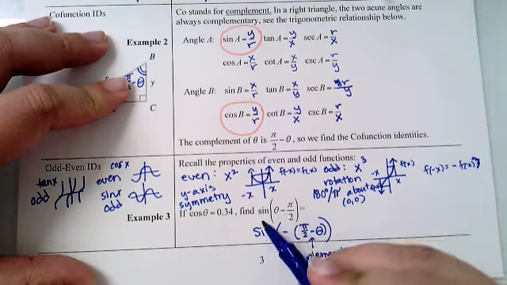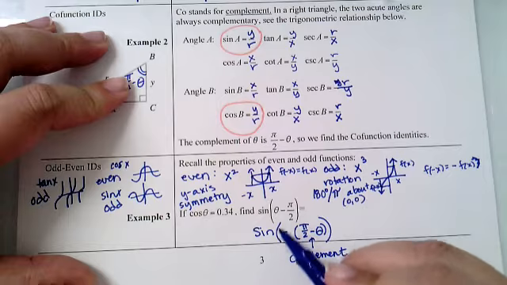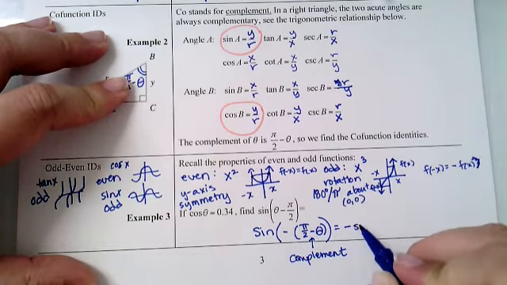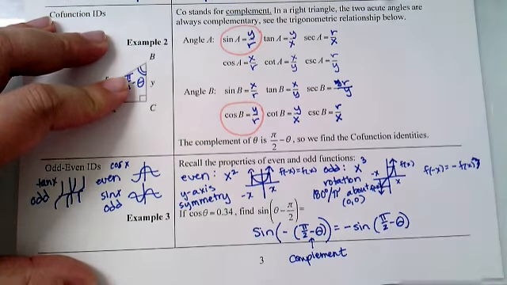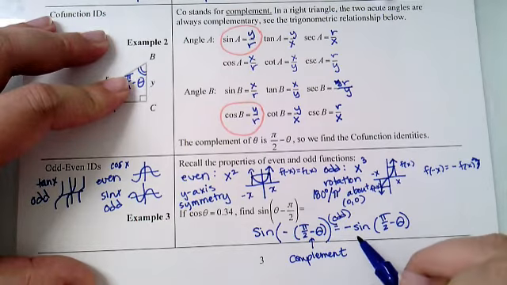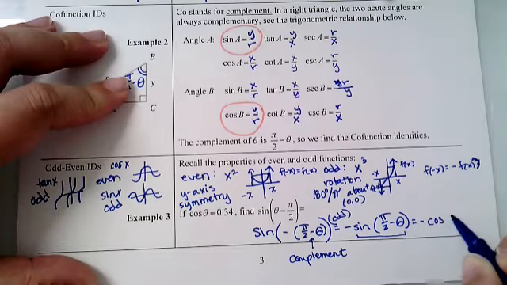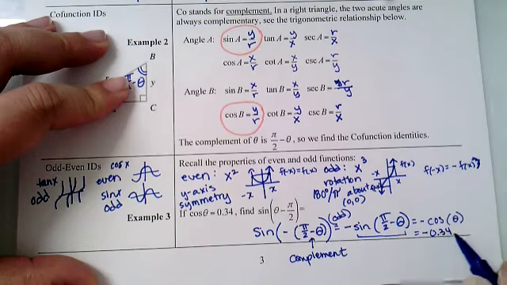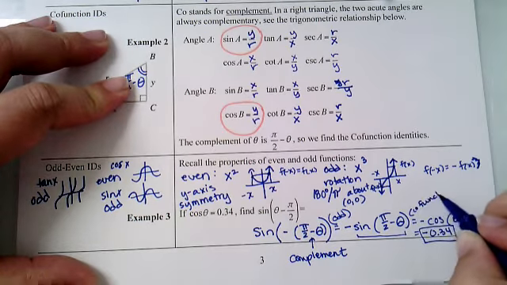We couldn't use an identity right away because this was not our complementary angle. Now we're going to use the fact that sine is odd. So we're going to write this as negative sine of pi over 2 minus theta. So that was odd. And now we know that sine of pi over 2 minus theta is cosine of theta. So this is negative 0.34. And that was by cofunction.